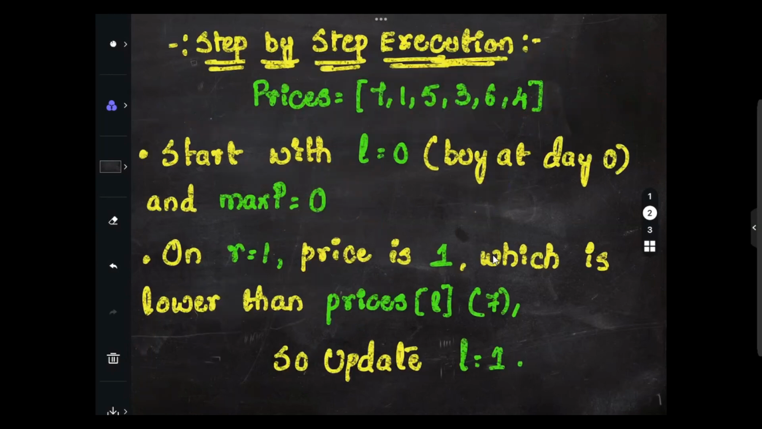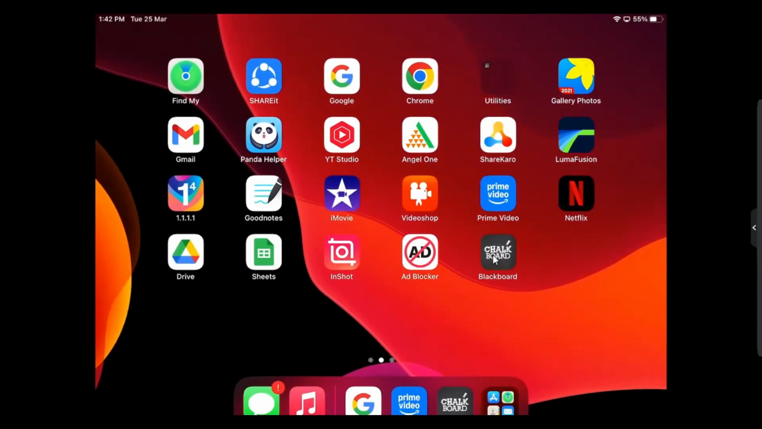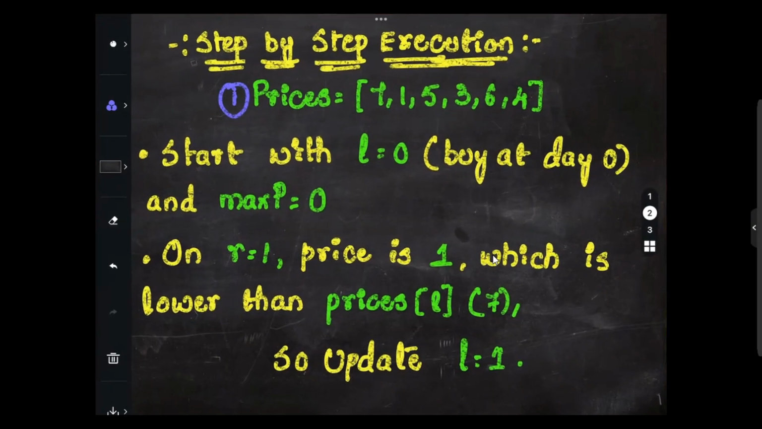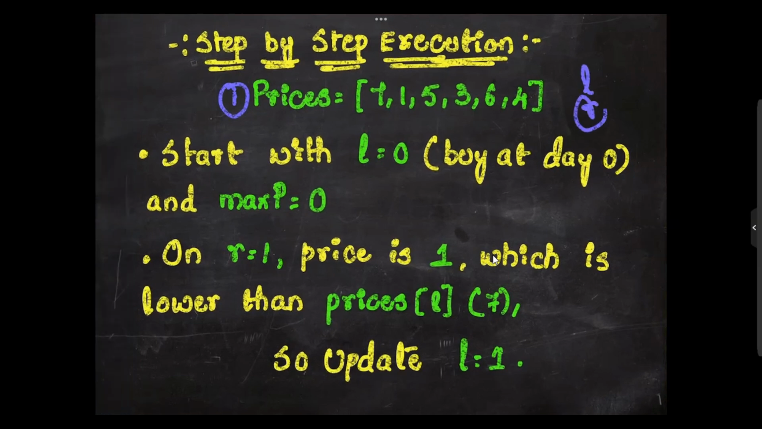Next, let's come to the step-by-step execution on this case, right? We have considered the first example, the same example that they have given in the question. First, I said we'll be making use of the 2 pointers or sliding window, right? When I say 2 pointers, we'll be going with the left and right pointers. I'll be making use of left and right pointer here. We'll start with L equals 0. So we will buy at day 0 and with a maximum profit of 0 in this case. This is fine. I hope this is clear.